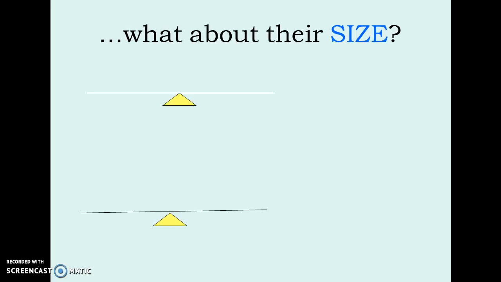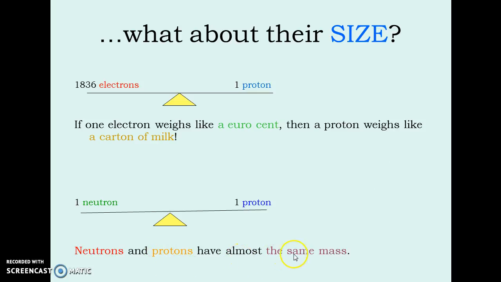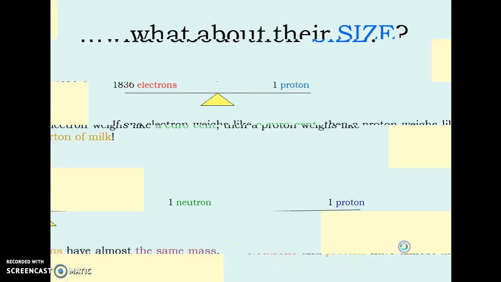But what about their size? Just imagine this, looking at this picture. If one electron weighs like a euro cent, then a proton weighs like a carton of milk. On the other hand, neutrons and protons have almost the same mass.